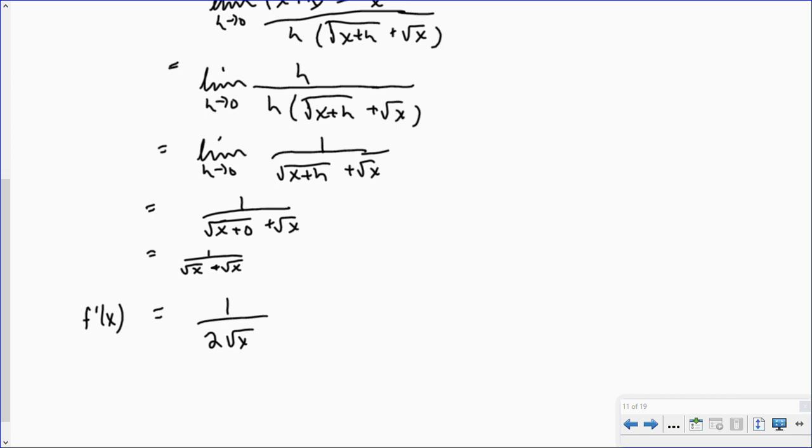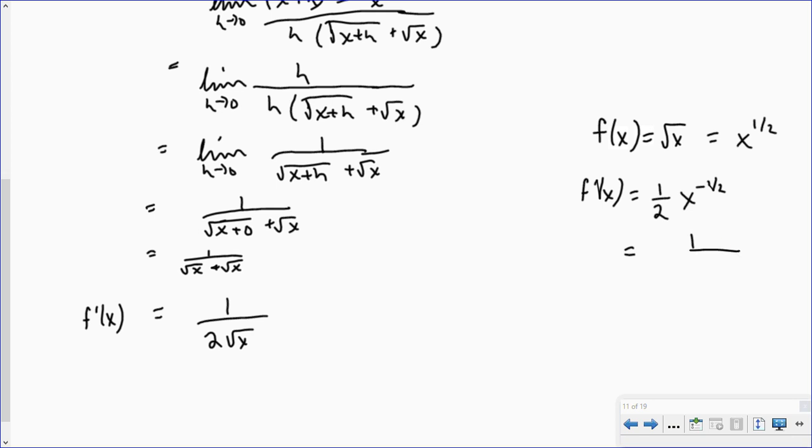Now, I want to go back to my original function and see if the power rule, this rule that we developed, actually holds true. The square root of x, as an exponent, is x to the 1/2. If I use my rule, I bring my exponent down, then I write my function, and I take 1 from the original exponent. Well, 1/2 take away one whole number is negative 1/2. This derivative function will be 1 over 2, and then the negative 1/2 goes in the denominator, which is in fact what I got here.